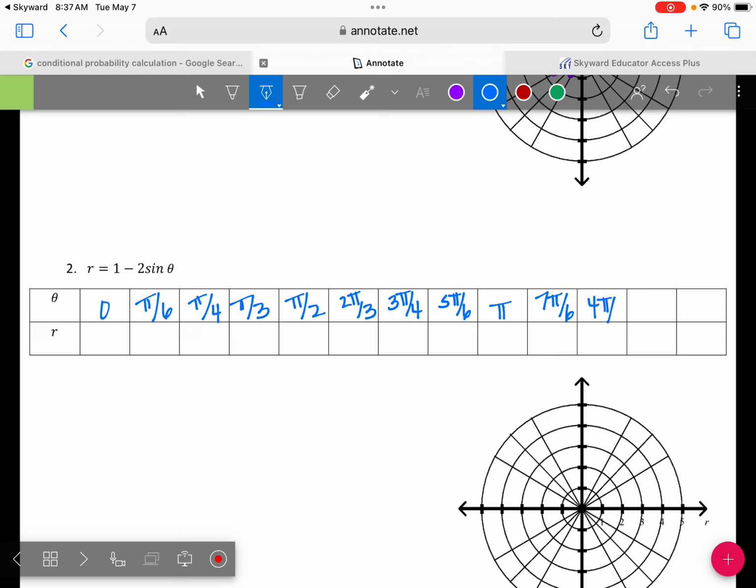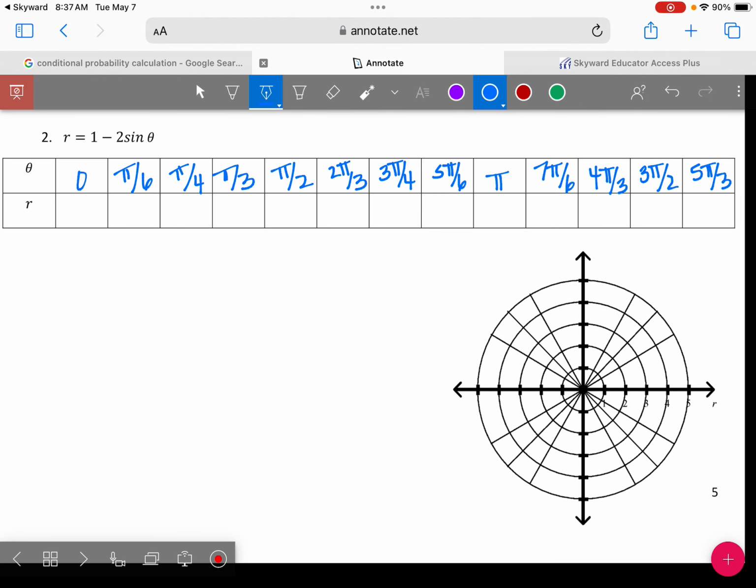For this next one, I'm going to give you your points because we don't have time for me to wait for you all to do these individually. Does anyone need more time with number one? All right, so go ahead and start filling in your chart for number two, and then I'm going to give you all of the points. So fill in your chart, and then I want you to try to graph them.